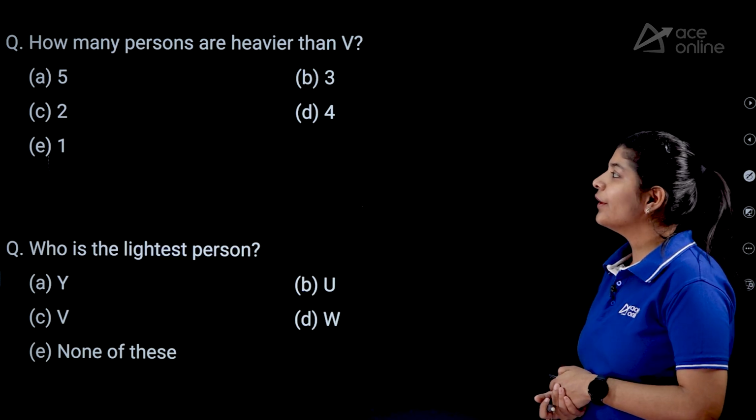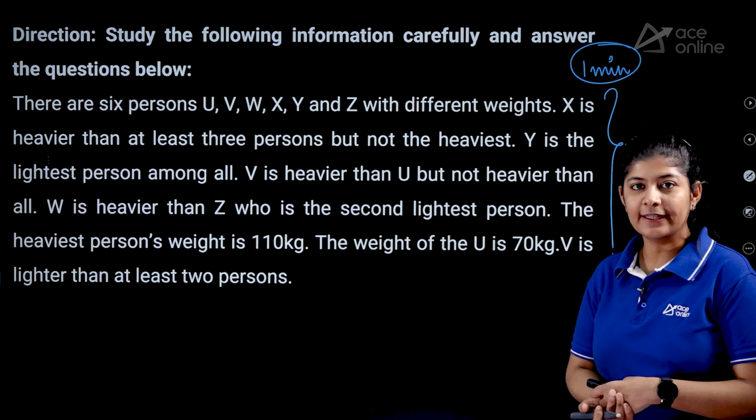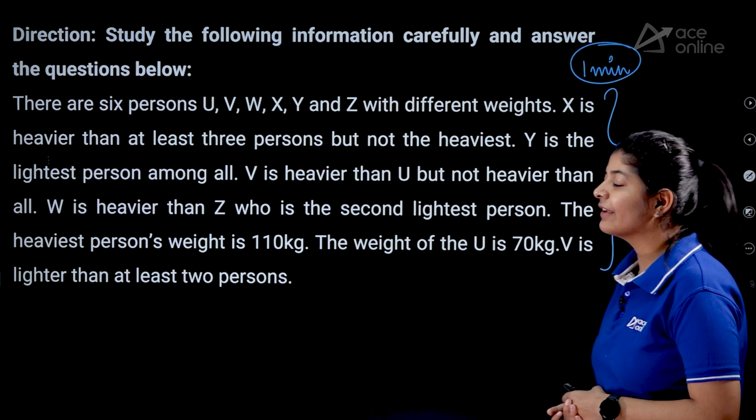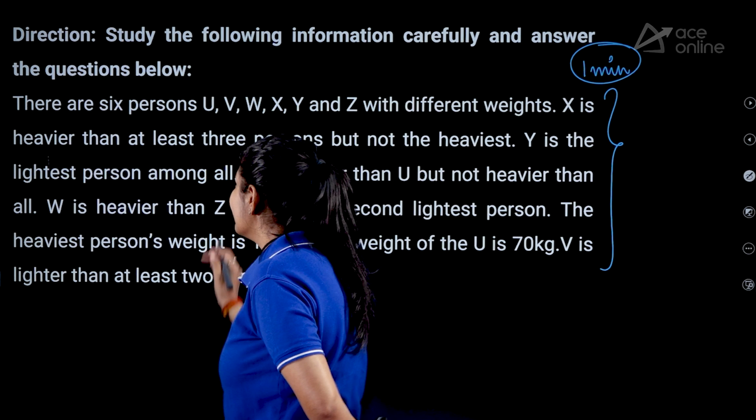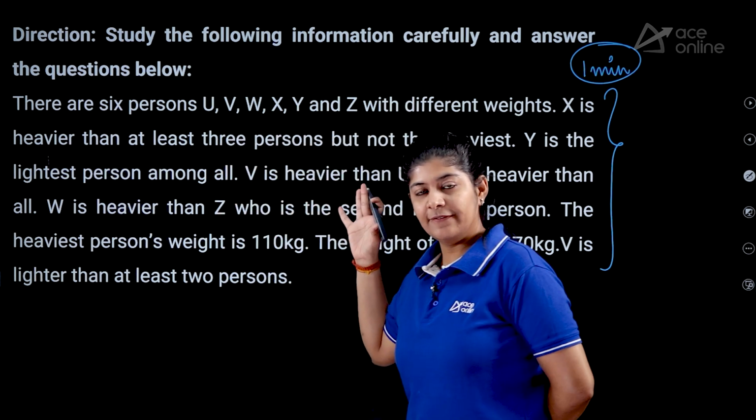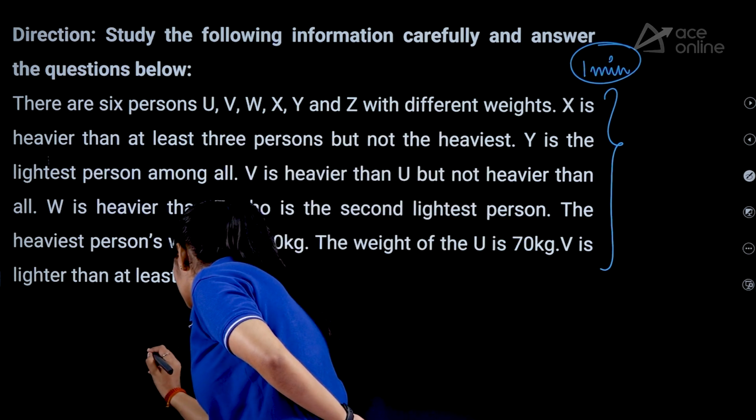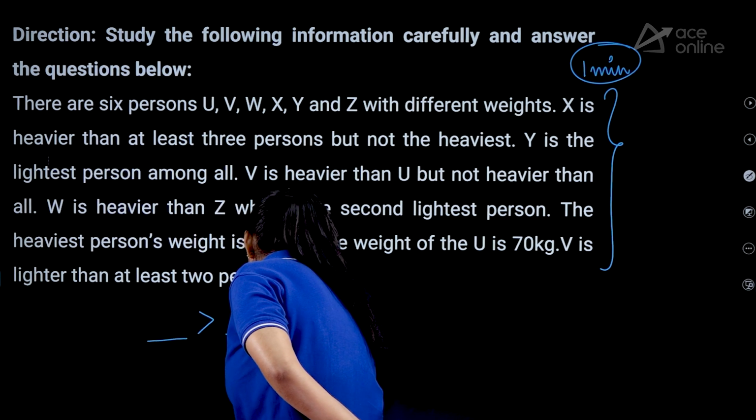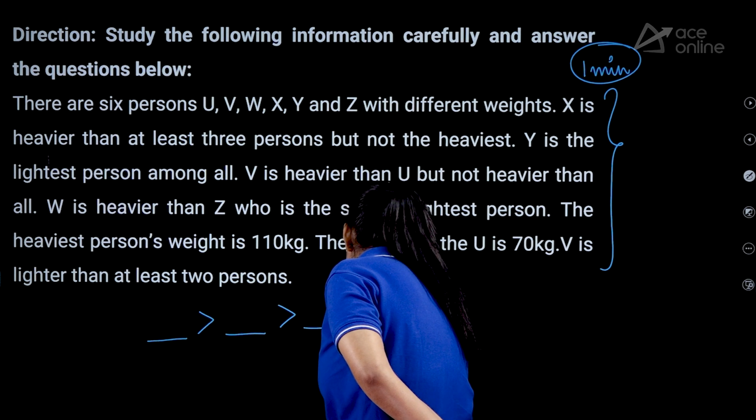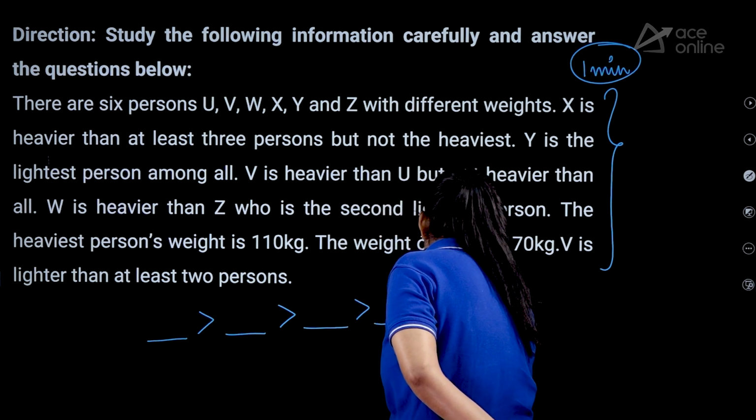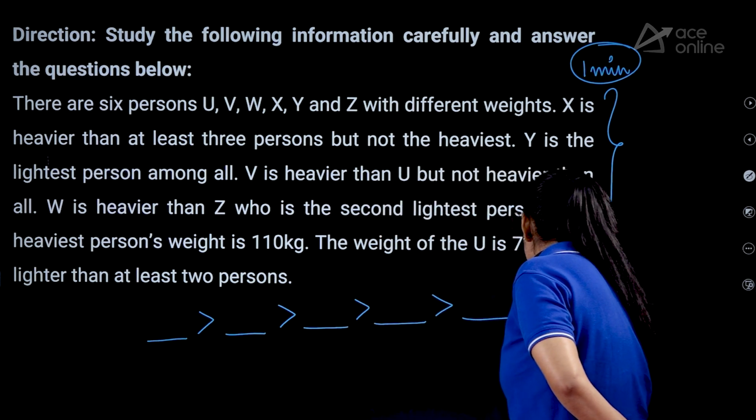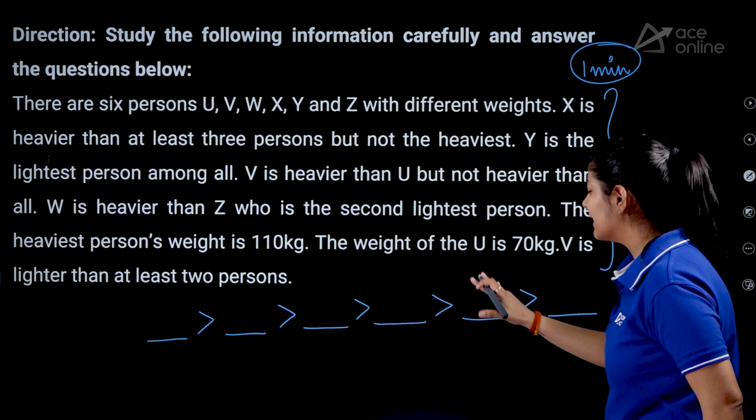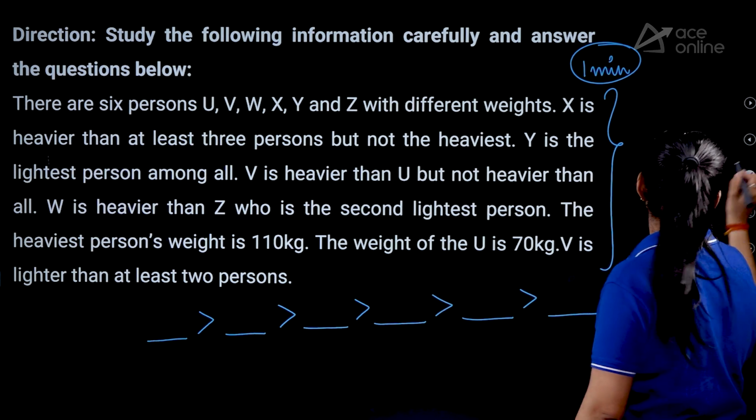Okay, now on the basis of the data, we know that here we have 6 persons and they are arranged on the basis of their weight. So I am arranging them in decreasing order. This is the first person, second person, third person, fourth person, fifth person and the 6th person. These are the places for the 6 persons, right?